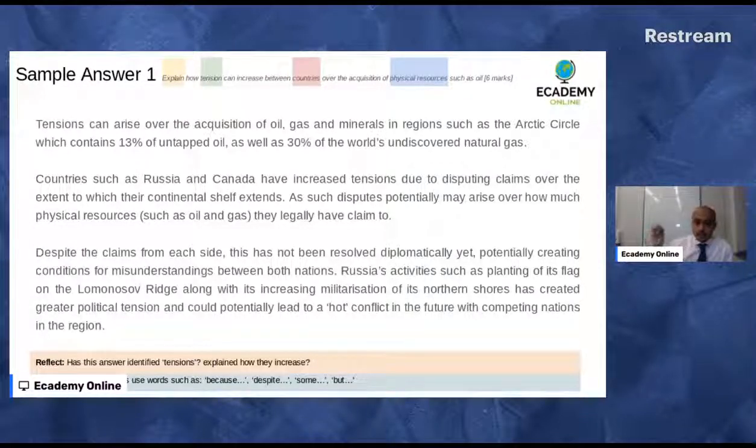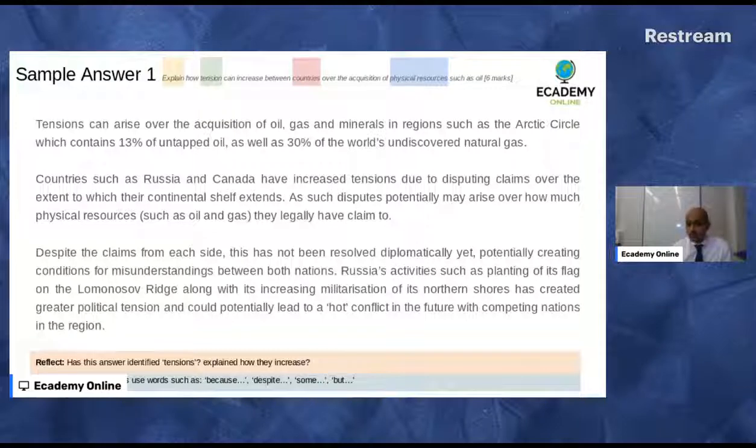It established an example of something that the Russians did. Even better would be to mention a date or a time that it happened, and perhaps, if you wanted to go further, talk about when the militarization started. So the Russians have been on it for at least 15 to 16 years in the northern shores, and it could potentially lead to hot conflict.